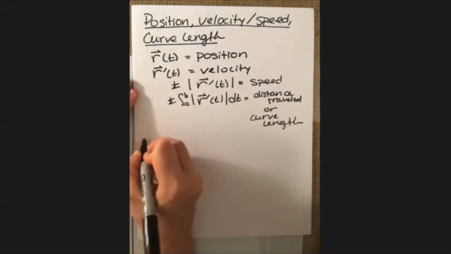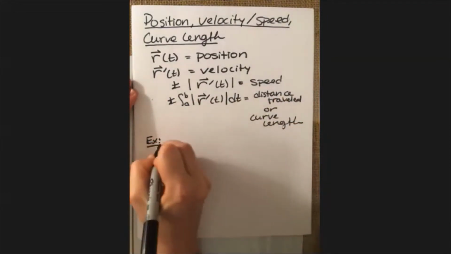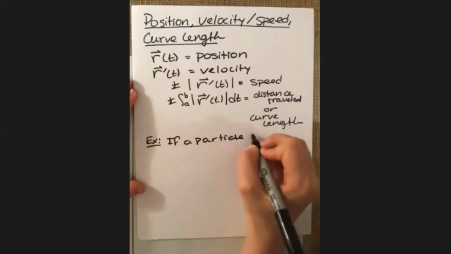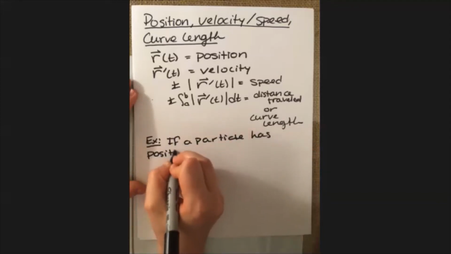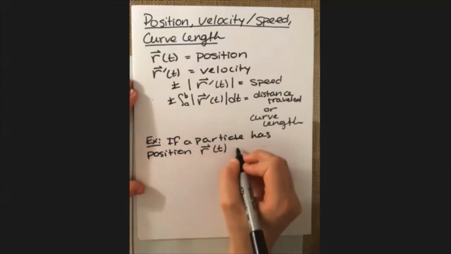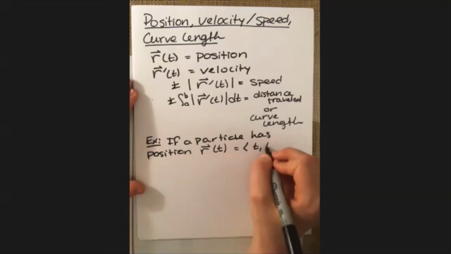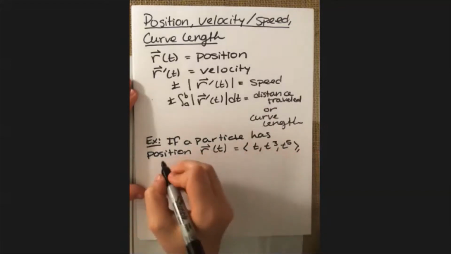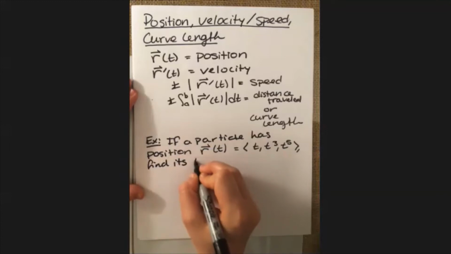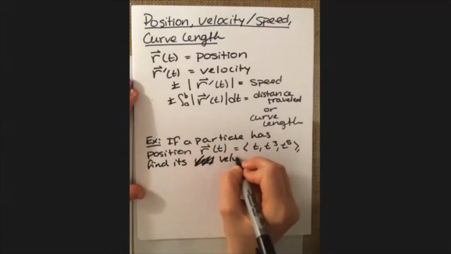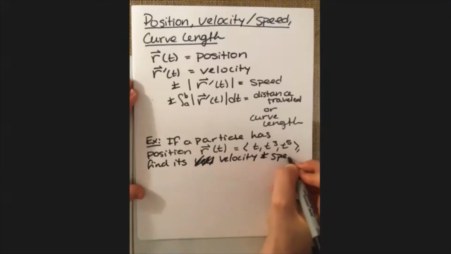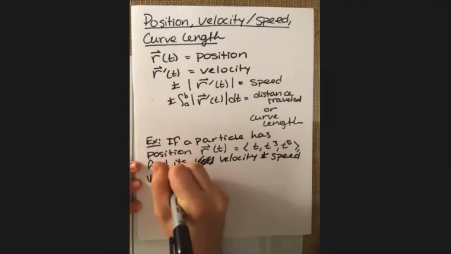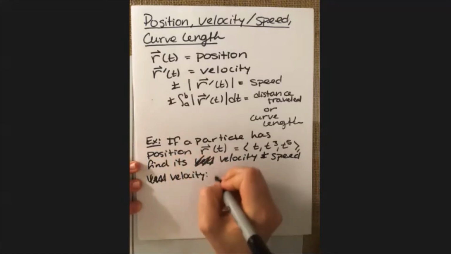So let's look at a quick example. Let's say that a particle has position r of t equal to, let's say, t, t cubed, t to the fifth. We're going to find its velocity and speed. The way that we can do that is by taking the derivative for the velocity. Velocity is r prime of t.